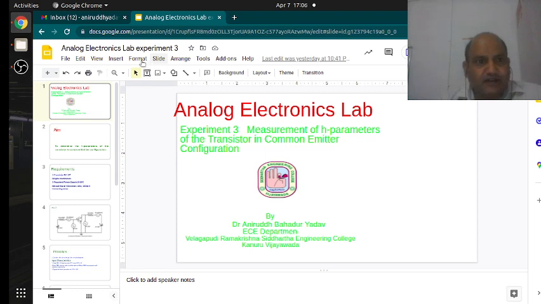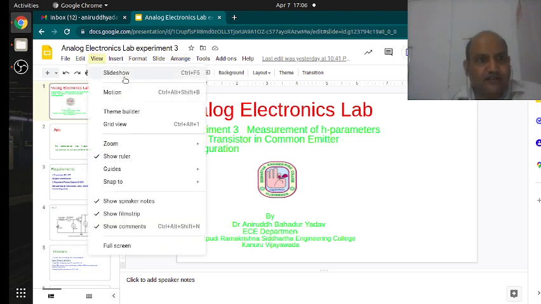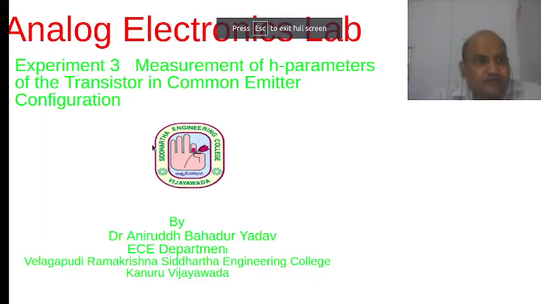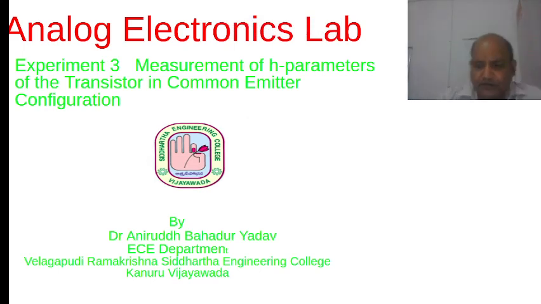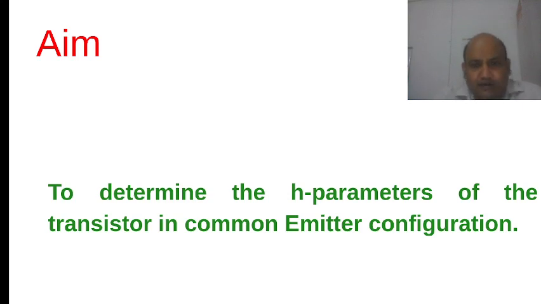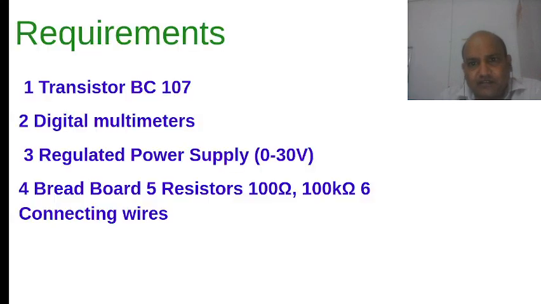I am going to tell you how you can perform the third experiment of the analog electronics lab, that is, measurement of the H parameter of the transistor in common emitter configuration. The aim of this experiment is to determine the H parameter of the transistor when it is connected in common emitter configuration.